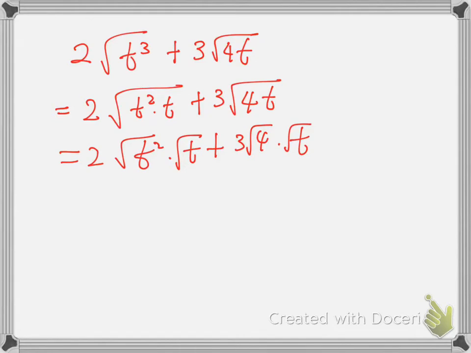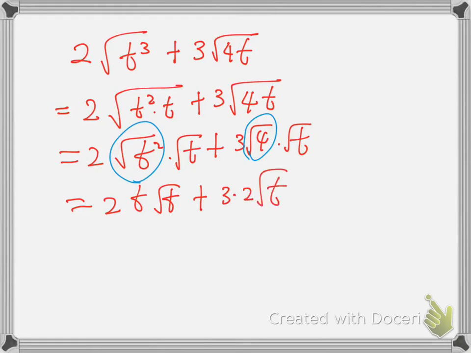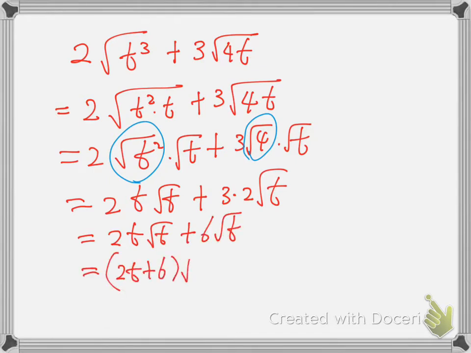So these two parts can be simplified because they are squares. Square root of squares. So this is 2t radical t plus 3 times 2 radical t. So this is 2t radical t plus 6 radical t, which is (2t plus 6) radical t. Okay, and that's the final answer. Cannot simplify anymore.